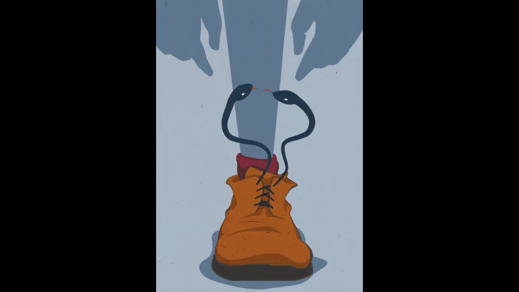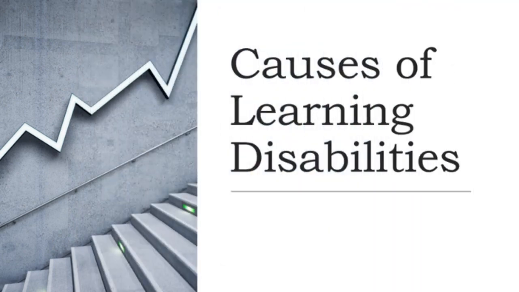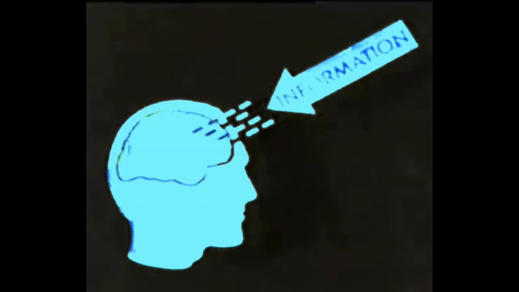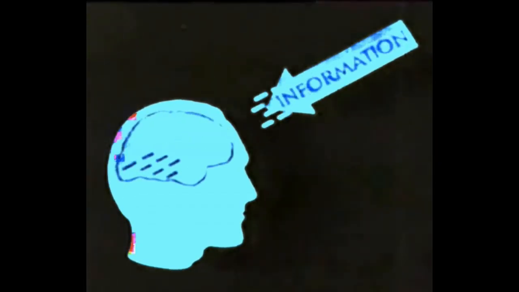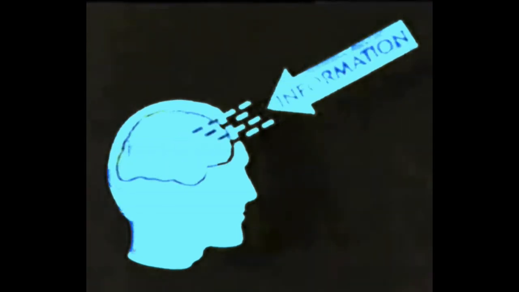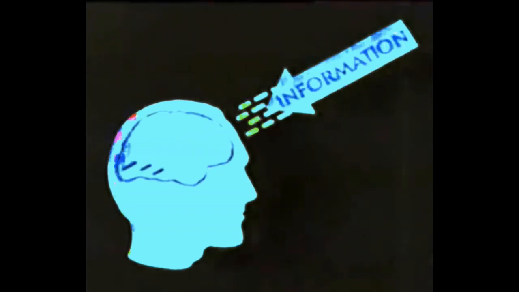Now let's talk about the causes of learning disabilities. First is the brain. The brain is contained within the hard bones of the skull and cushioned against injury by surrounding membranes, while the spinal cord, the central pathway of the nervous system, runs through a channel within the top vertebrae of the spine.